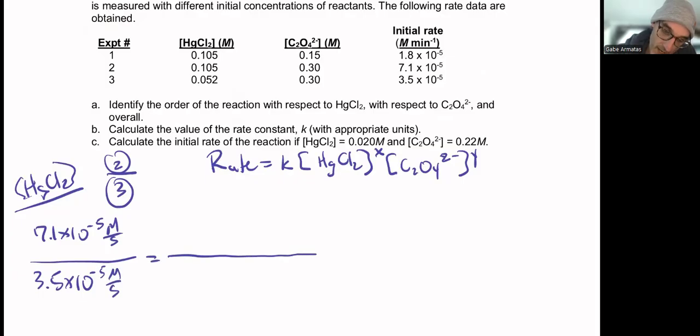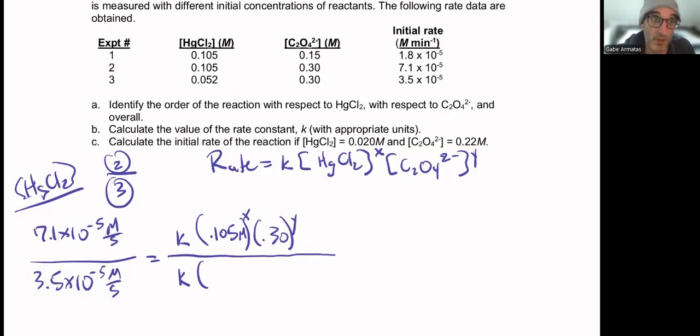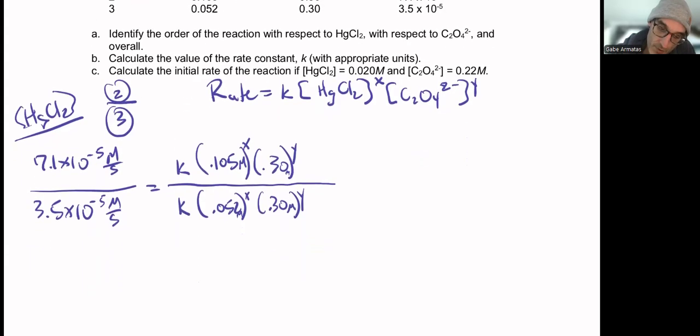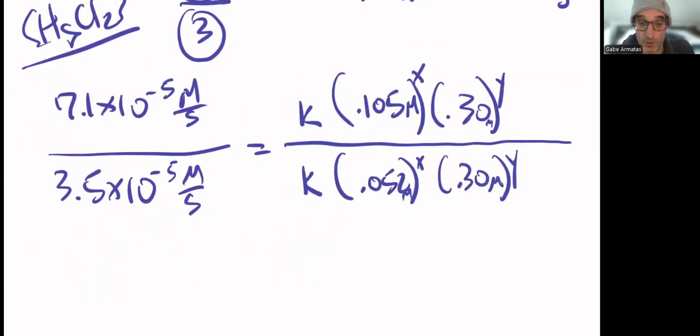Now we're going to write out K times the concentration for reaction 2, which is 0.105 raised to the X. I guess that's molar. Times the concentration of 0.30 raised to the Y. We don't know K yet, so we just substitute it in, but we're going to find out that it's not going to matter. And then this is for reaction 3, 0.052 raised to the X. Those should all be molar, but I'm going to skip them for now. Over 0.30 molar raised to the Y.